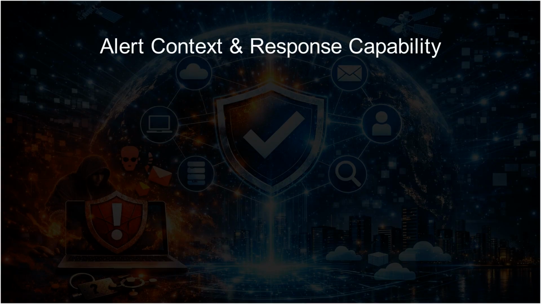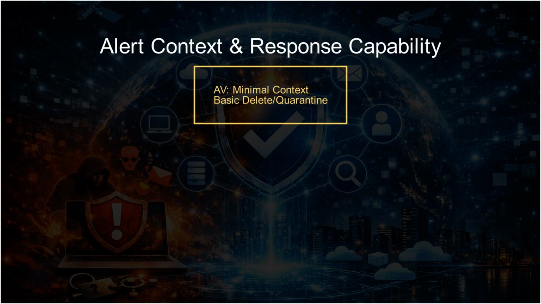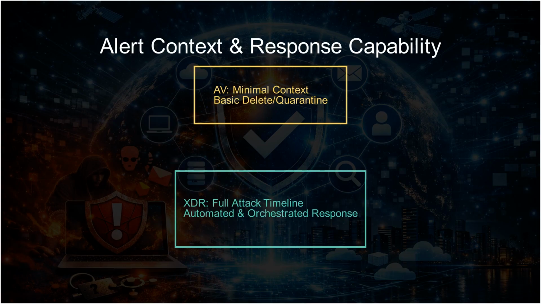When an alert does fire, the context provided dictates how fast security teams can respond. Antivirus provides minimal context. It tells you a file was bad and that it deleted it, leaving analysts guessing how it arrived in the first place. XDR delivers a full attack timeline, showing the exact root cause. It then executes an automated, orchestrated response across firewalls and endpoints simultaneously.